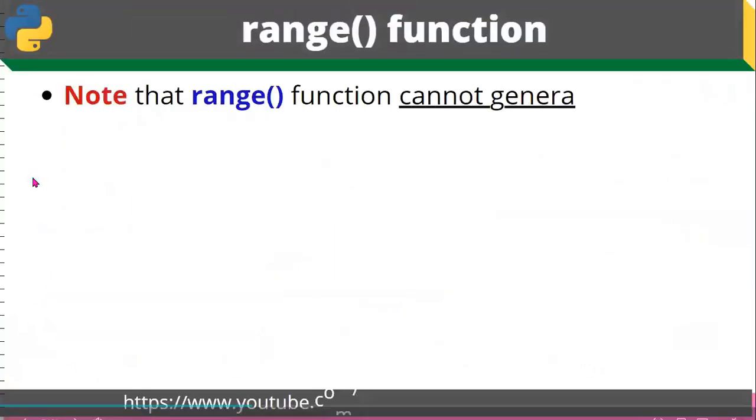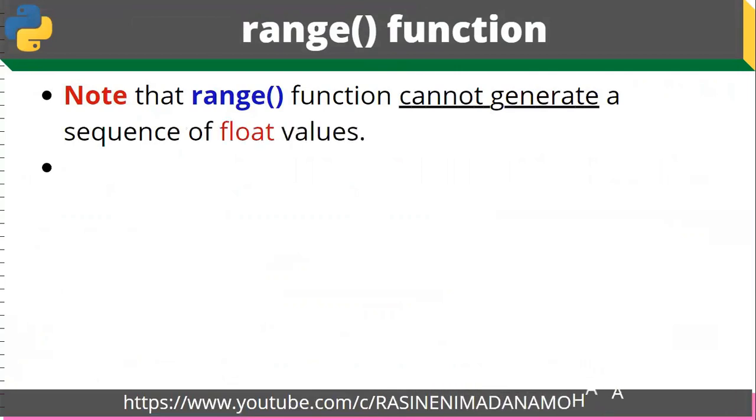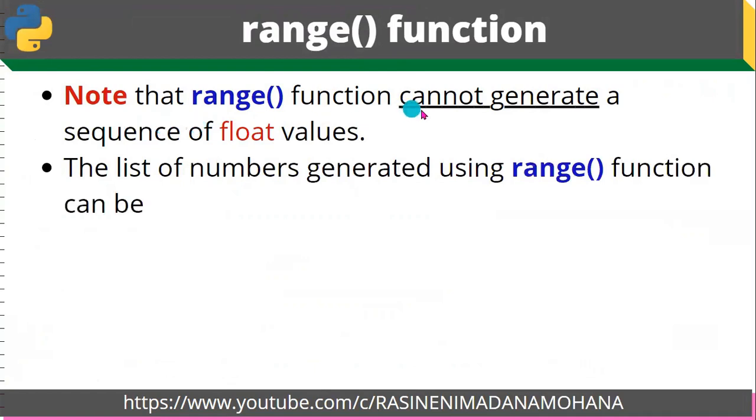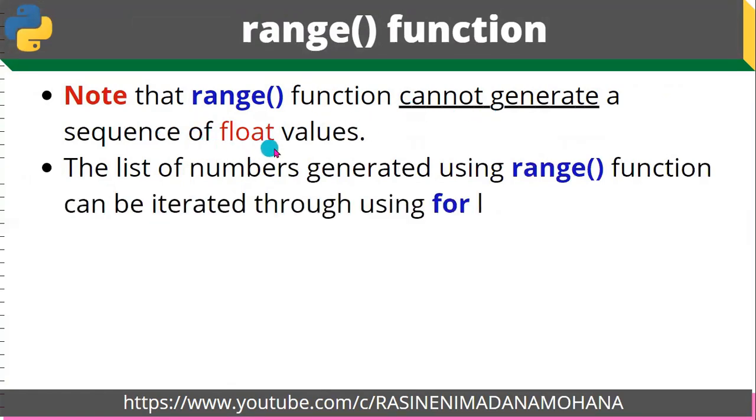Finally, these are some of the examples of the range function. Here is one note you have to observe. The range function cannot generate a sequence of float values. It only generates integer values. It can't display float values.